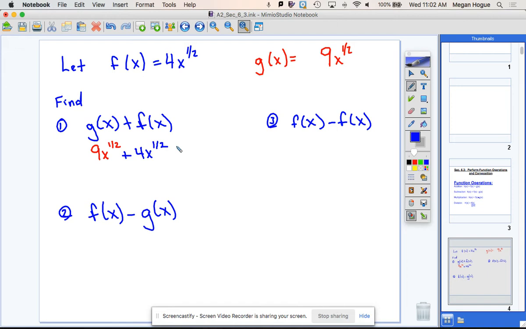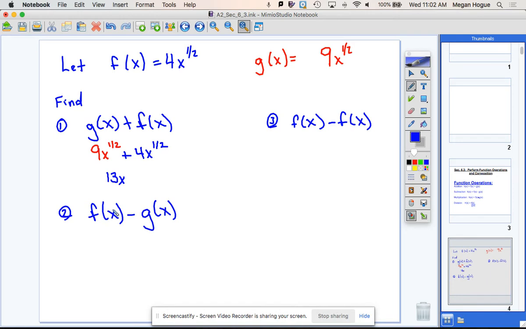Well, then I just need to decide if I can add those. Sometimes I'm going to be able to, sometimes I'm not. So I have to remember like terms. And we'll write this off to the side in the margin in a minute. Remember, like terms are the same variables with the same exponents. Well, those have the same variables. They have the same exponents. They're like terms. So I add the coefficients, 13.